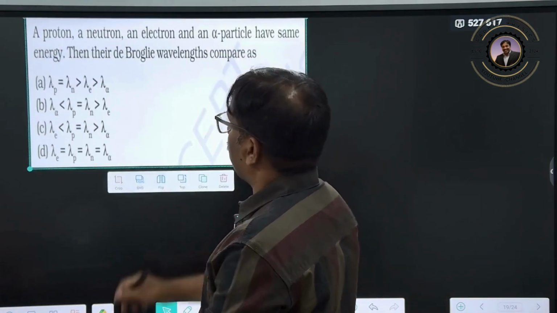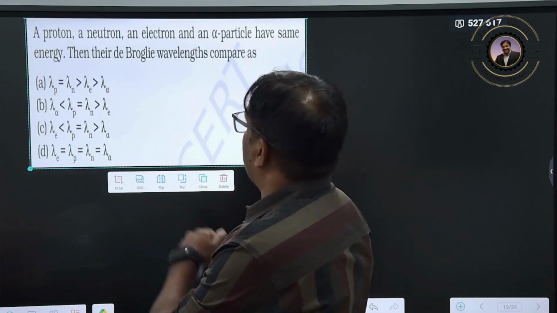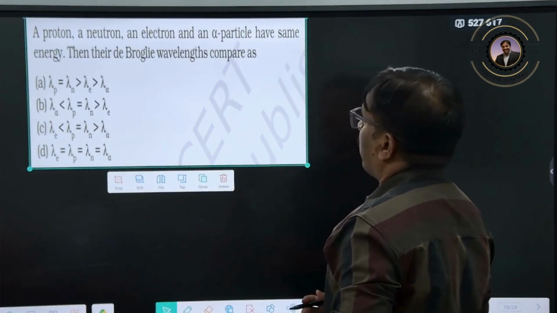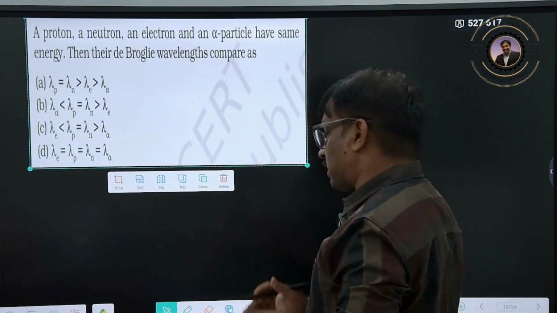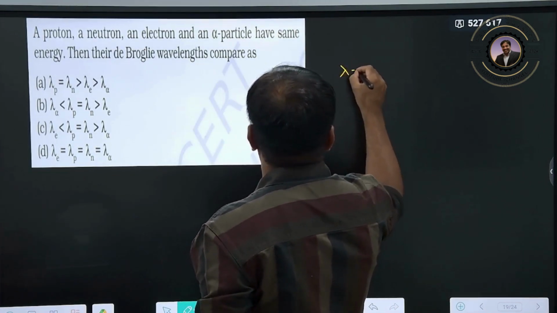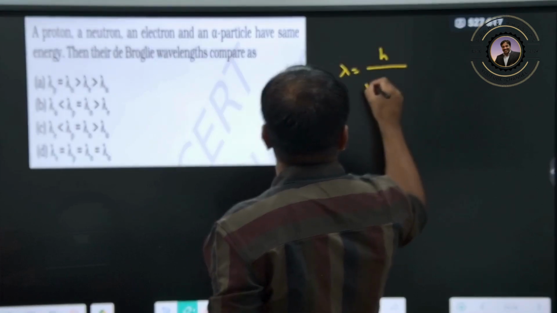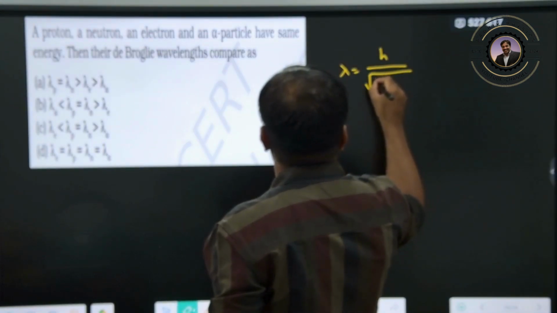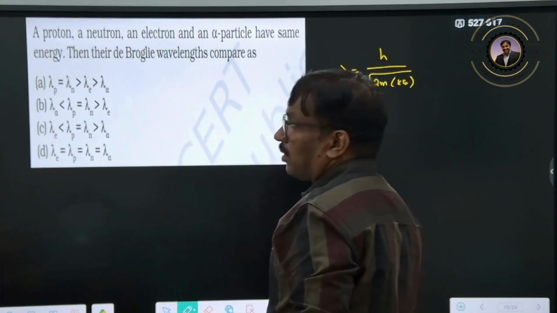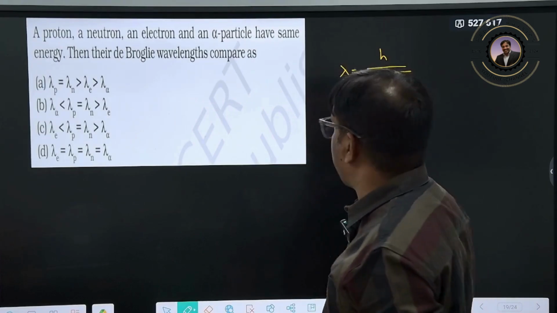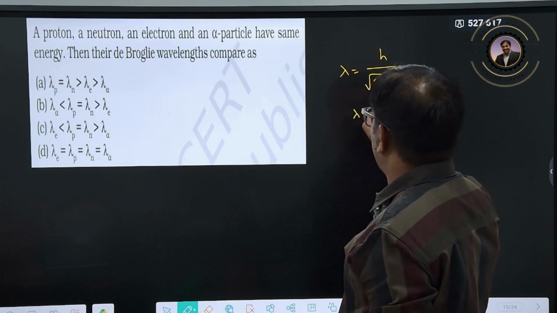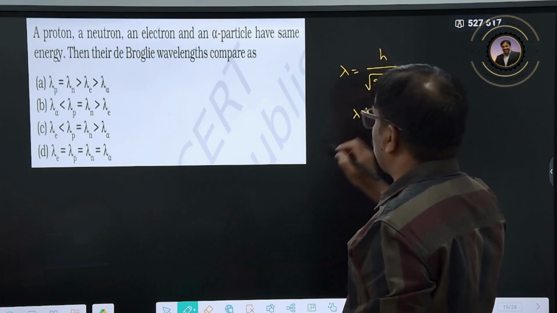Let us see now. A proton, a neutron, an electron and an alpha particle have the same energy. That means the de Broglie wavelength is h by the square root of 2m times kinetic energy. Energy is same, so it is constant. The de Broglie wavelength is inversely proportional to root m.